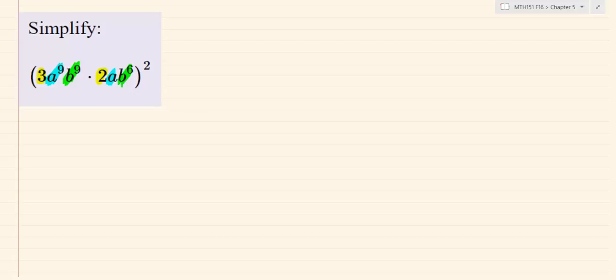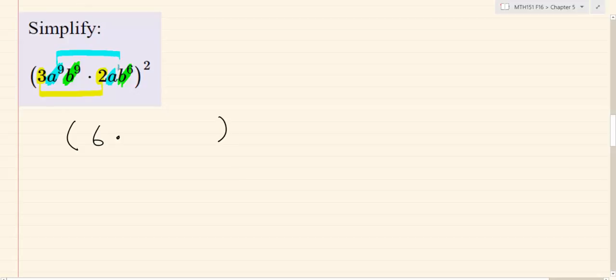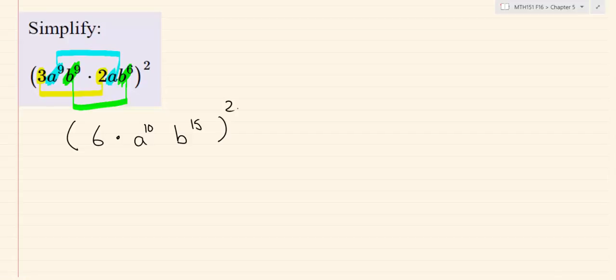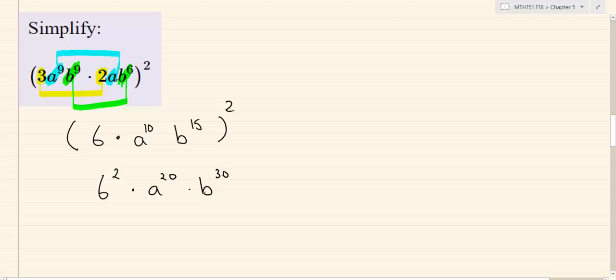So what we're going to do first is let's simplify this by putting the numbers together. So now let's put the A's together. And then you put the B's together. So what we used is a combination of the product rule in order to simplify everything in the parentheses. Now we're going to use the power rule. This will become 6 to the second times A to the 20th times B to the 30th.